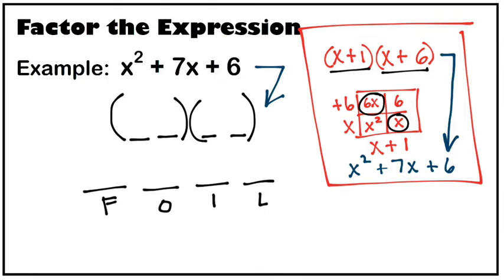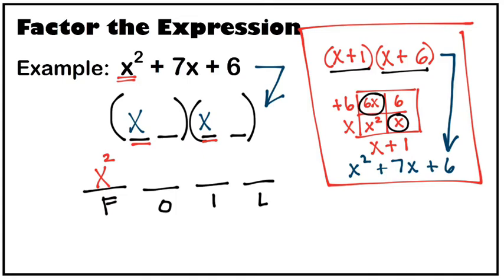So the first thing we're going to look at is our firsts. Those are our firsts. And we know when we multiply the firsts together that our answer is going to be x squared. So our firsts multiplied together give us x squared. What two things can we multiply together so that their answer is x squared? Well, it's going to be x times x. So our firsts, x times x, give us x squared.